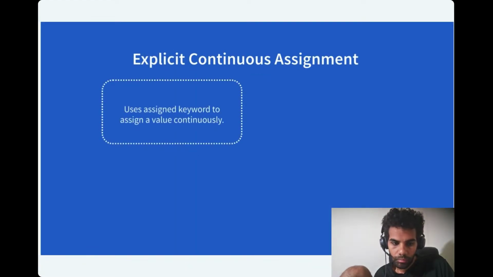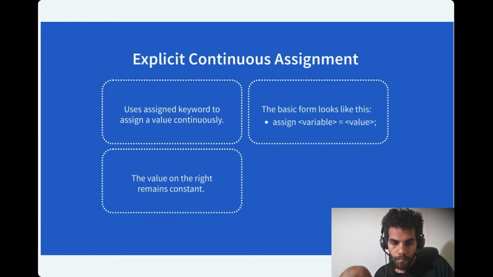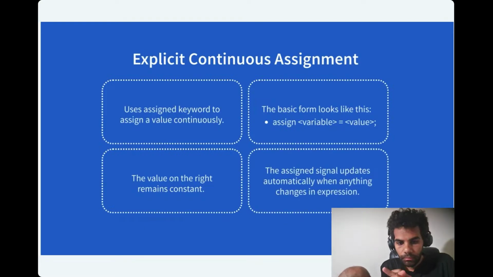To explicitly assign a value continuously, we use the assign keyword. The basic form looks like this: you have assign, the variable, and the value. The value on the right can be a constant or an expression using SystemVerilog operators. So whenever anything in that expression changes, the assigned signal updates automatically.